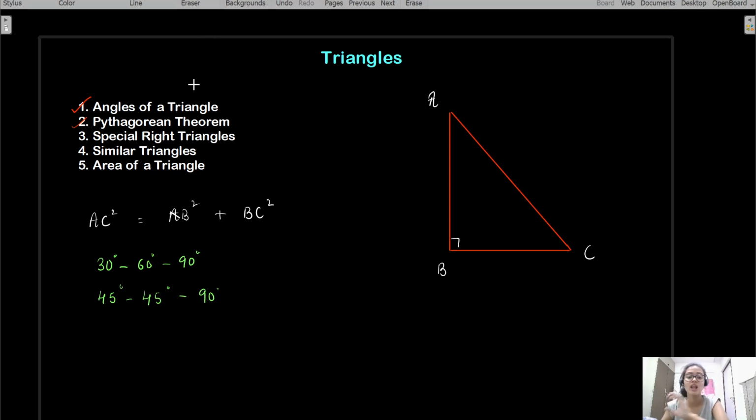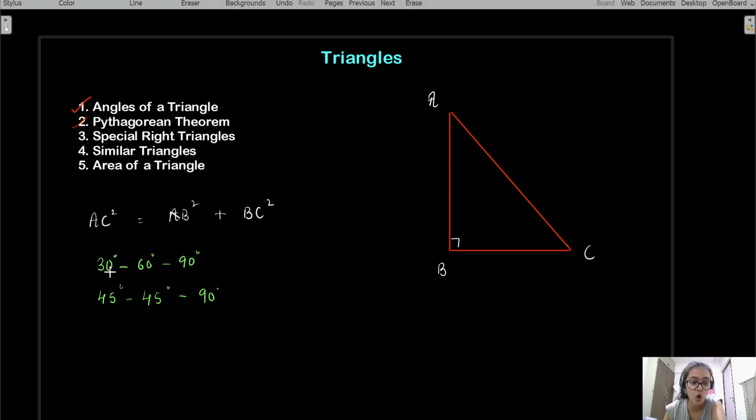Now SAT loves to give questions on these special right triangles. So this means that you have a right triangle in which one angle is 30 degrees, one angle is 60 degrees, and one angle is 90 degrees. And the second one says that you have a triangle in which the angles are 45, 45 and 90 degrees. So if you apply Pythagorean theorem in these triangles and you apply trigonometry, there is a very special relationship between the sides of such triangles.